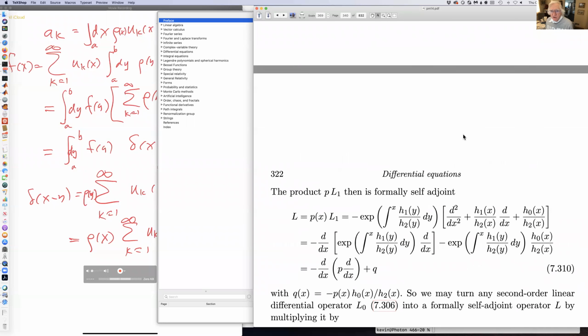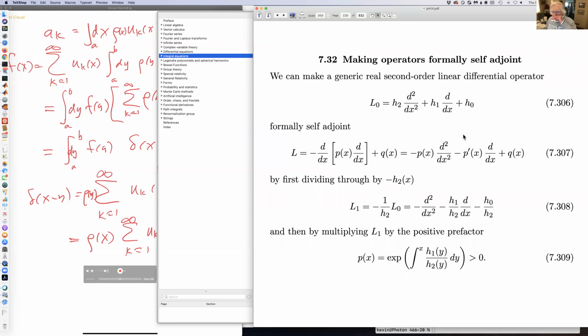Let me remind you of something quite important, namely that if you have a second order linear differential operator, you can put it into self-adjoint form.